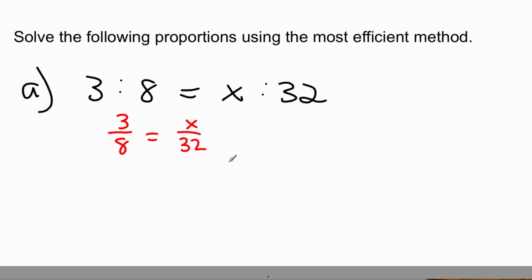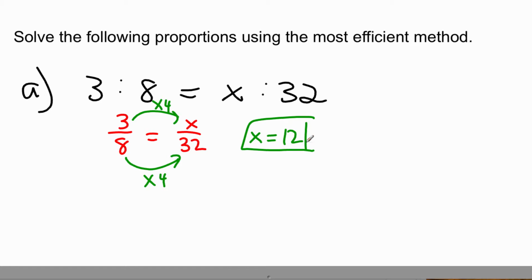Now, one way to figure out what x would have to be would simply be to use what we know from the past. If we multiply this by 4, we can see that that's obviously what we have to multiply by. We would have to do the same on the top if we're dealing with a ratio, and so x would equal 12.